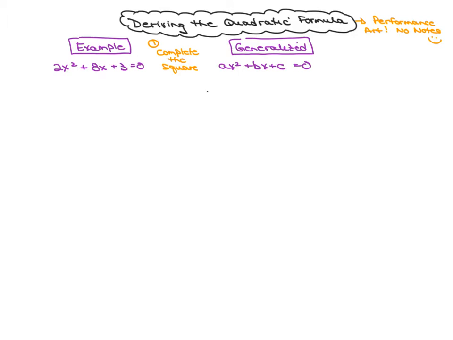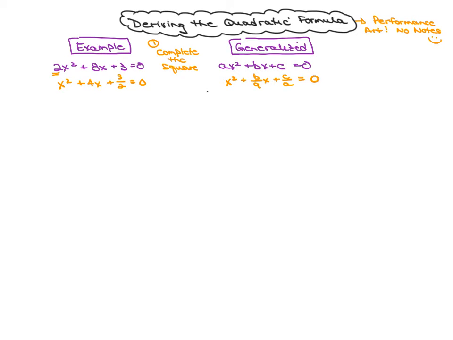So the first step I want to do is I know I need a here to be 1. So I'm going to divide both sides of this equation by 2. And I'll get x squared plus 4x plus 3 halves, I'm going to keep that as a fraction, is equal to 0. Do the same thing over here on the generalized version. I'm going to divide both sides of the equation by a. It will give me x squared plus b divided by a times x plus c divided by a equals to 0. 0 divided by a is just 0.